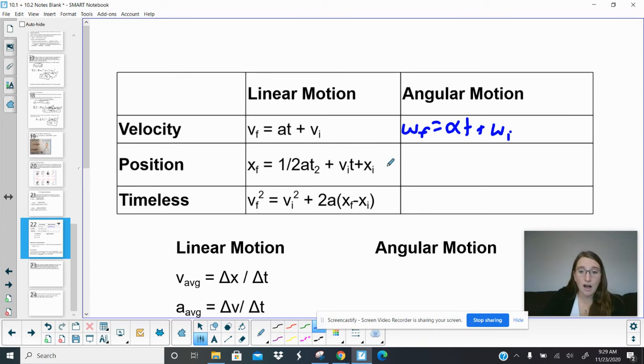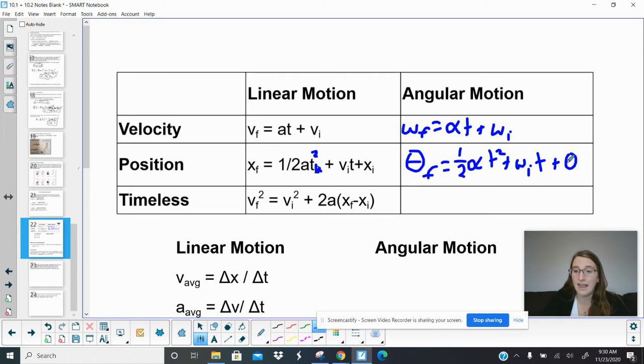So position again, now it's theta final. So if you didn't have little subscripts in there, the subscripts are still there. So this is the final. So if we started here, for example, that'd be like our initial angle. If we ended there, that's our final angle. So we have 1/2. Again, acceleration is now alpha times time. Oh, I'm sorry. I just realized I did the wrong subscript. That should obviously be a squared. There we go.